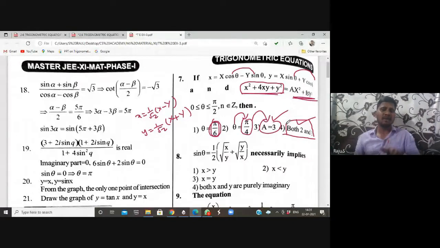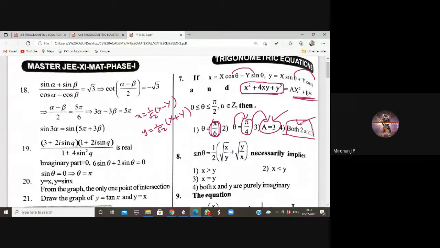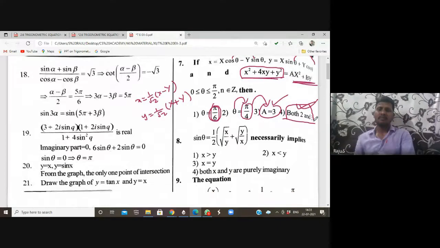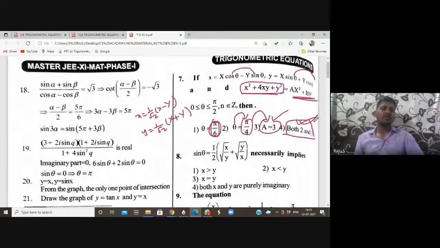Nothing but what is the correct option, students? Fourth option. Fourth option is right. Any doubt from your side?